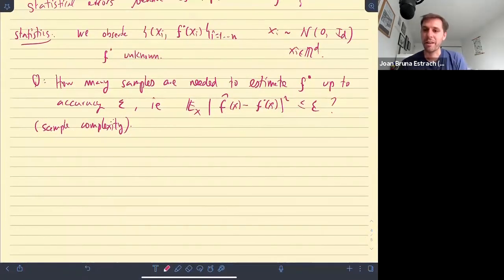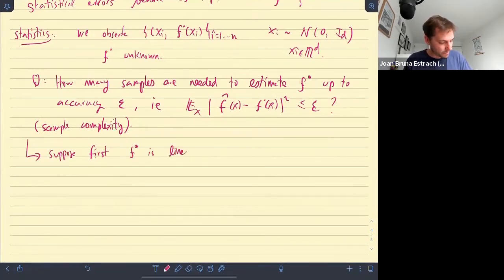Of course, this question is not well defined because I didn't tell you anything about f star. If f star is arbitrary, this question makes no sense. We need to make assumptions on f star. So let's start with a very simple assumption, maybe the simplest one could make. I'm going to make life very easy for you: suppose that f star is linear. So f star of x is just of this form, for some unknown theta star, that is, an unknown direction.